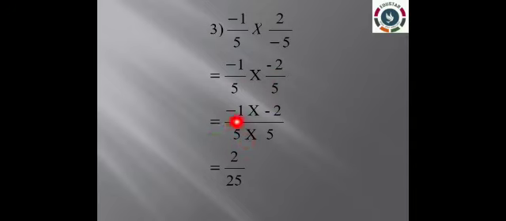Now multiply the numerator and denominator. Minus 1 into 2. Minus into minus we get plus. So 1 into 2 is 2. 5 fives are 25. So the answer is 2 by 25.